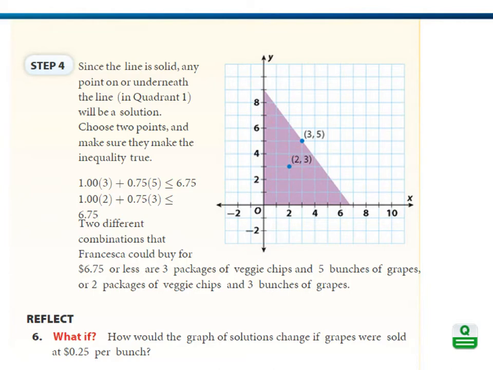Now keep in mind, you're not going to buy half a package of veggie chips or half a bunch of grapes. So you can't pick any fractions or decimals. You do need to pick whole numbers that would logically make sense. Another important thing is that since the line is solid, you could also include any point that falls on that line as well. If it was dotted, that would not be the case because it doesn't actually equal those numbers. So they chose they could either buy 3 packages and 5 bunches of grapes or 2 packages and 3 bunches of grapes.